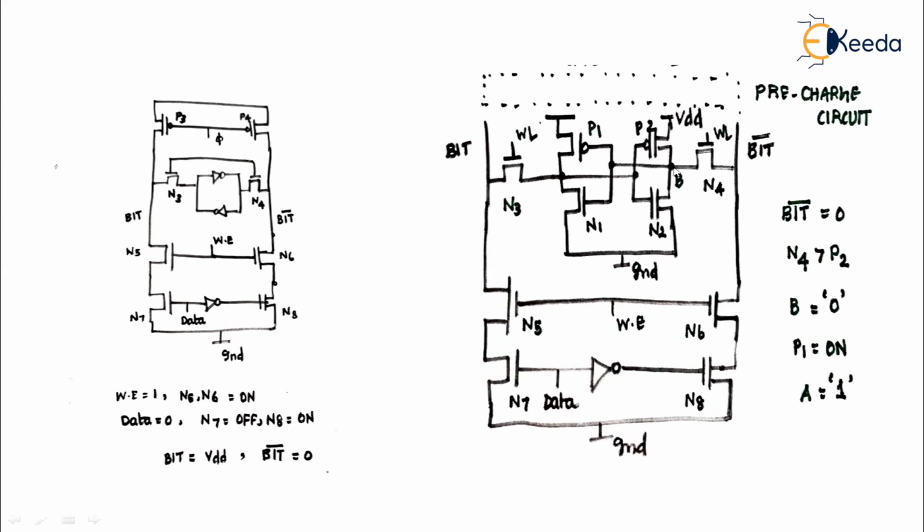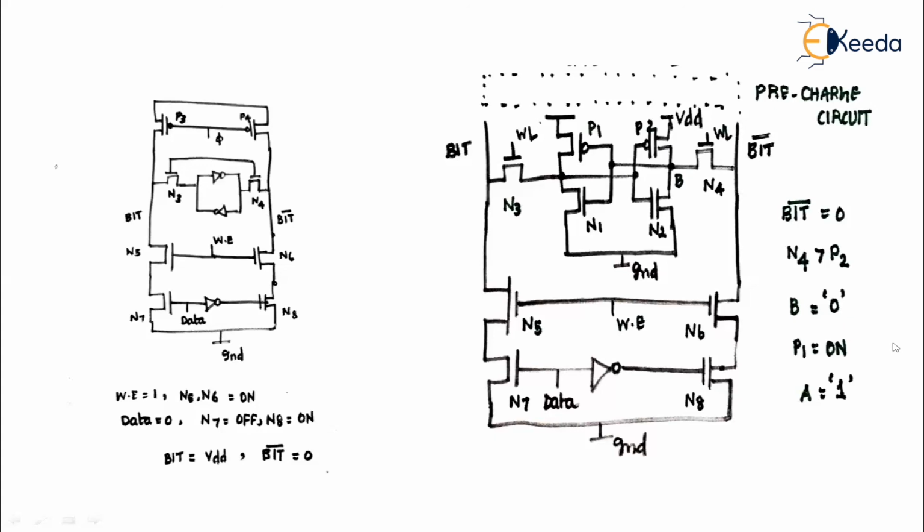Now there is a node B. This pass transistor is turning on. Thereby the voltage which is present on the bit bar line will be directly written into B irrespective of P2. So now B is equal to 0. So when B is equal to 0, what will happen? My P1 will turn on. When P1 is on, the node A is going to store the value of 1. That is what happens when my word line is on, it writes the data.